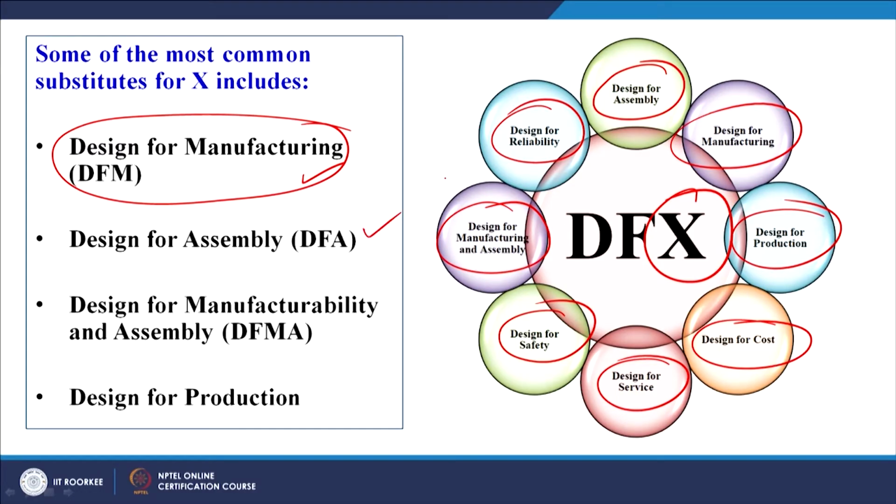Design for assembly, design for manufacturability and assembly, design for production. So we can see the importance of manufacturing, production, assembly, and all these things must be known to the designer when he is designing a product. He must know whether the product is to be made of a plastic material or of a metal, or in case of metals, which alloy must be chosen for making the product. So all these things must be taken into account during the product design stage only.